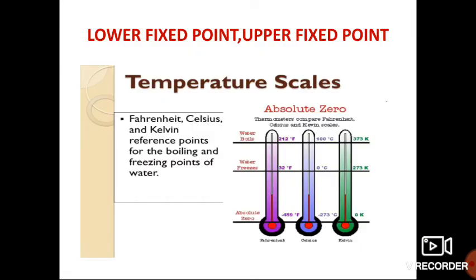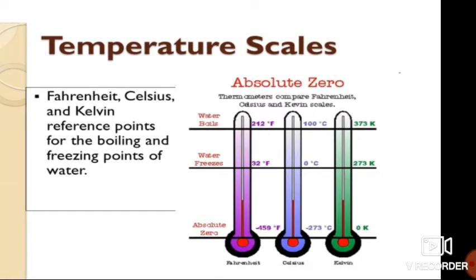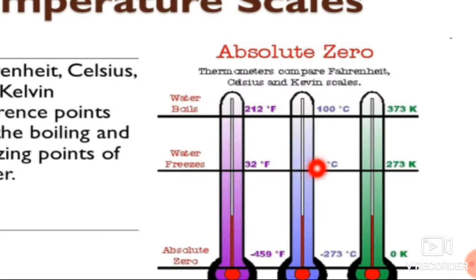Next one, lower fixed point and upper fixed point. There are three scales of temperature: first Fahrenheit scale, next Celsius, next Kelvin scale. Water boils at 212 degree Fahrenheit or 100 degrees Celsius or 373 Kelvin. This is called the upper fixed point. Water freezes at 32 degree Fahrenheit or 0 degree Celsius and 273 Kelvin. This is called the lower fixed point. The difference between 212 and 32 is 180. 100 minus 0 is 100. 373 minus 273, the difference is 100.